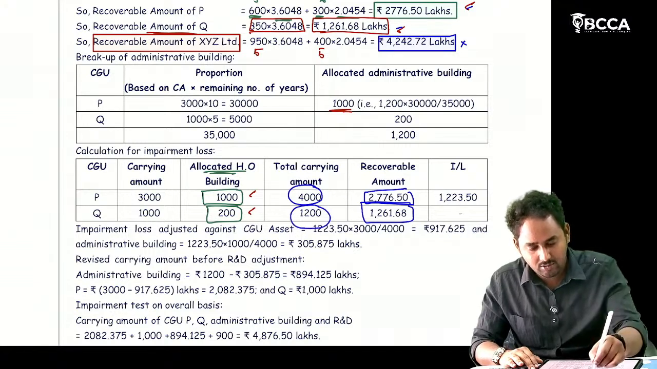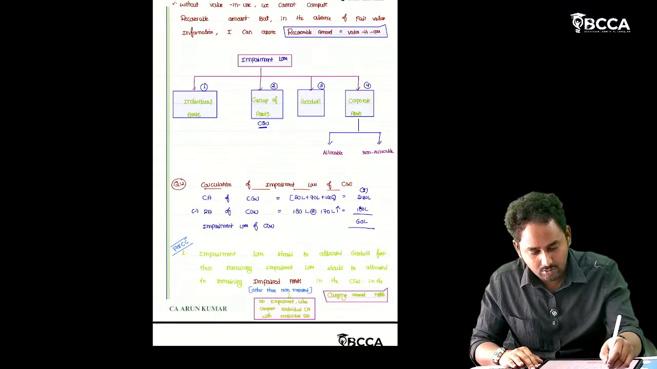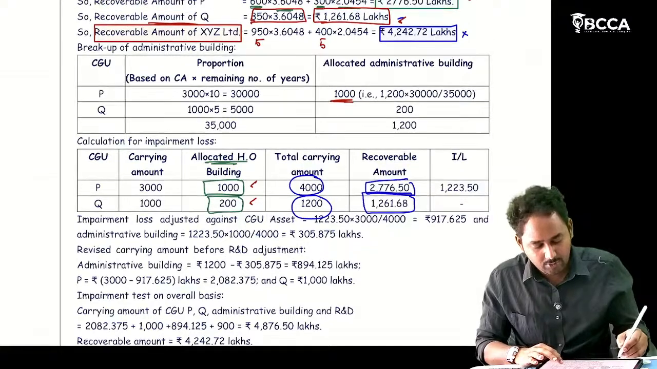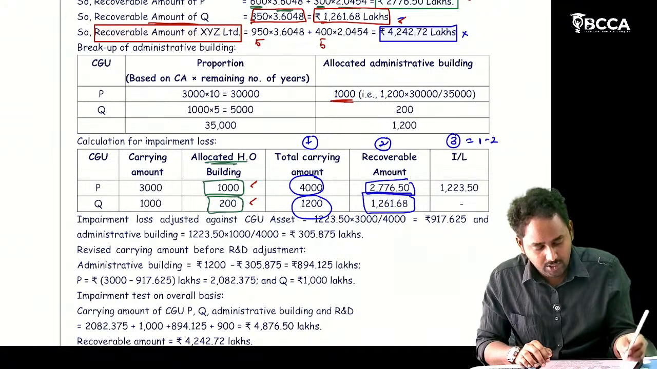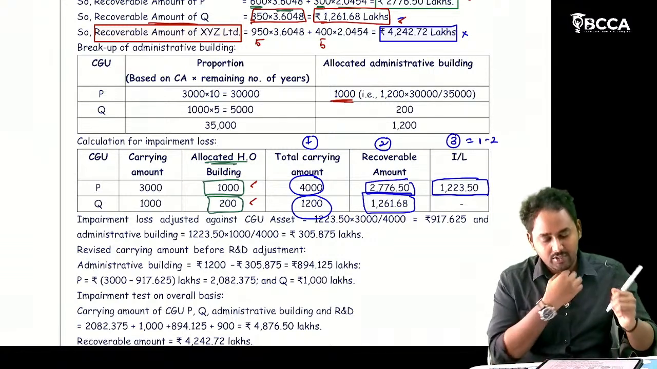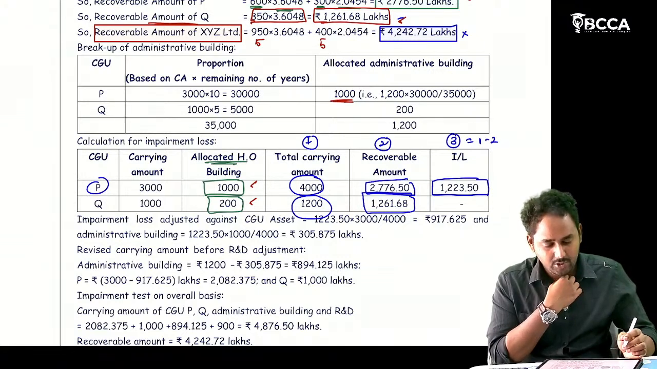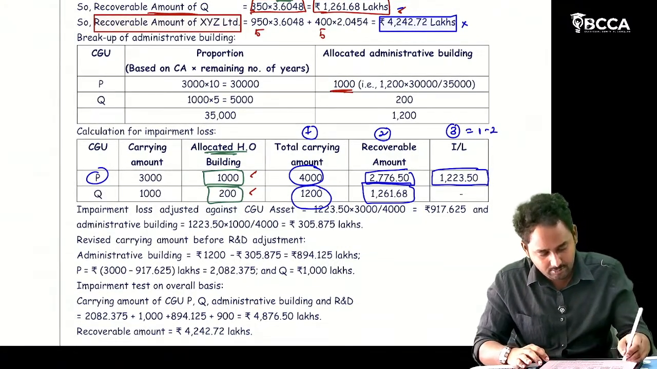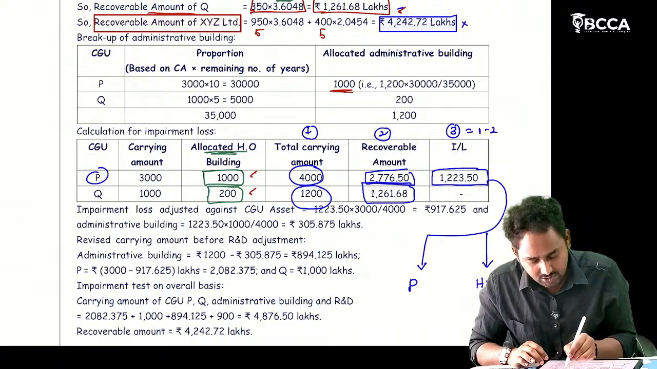4000 plus 1200. This should be compared with the recoverable amount. Then I get the impairment loss. Impairment loss equals carrying amount minus recoverable amount. So I should provide the impairment loss only for P. And this impairment loss should be allocated between P and the head office building in which ratio? In 3:1 ratio.